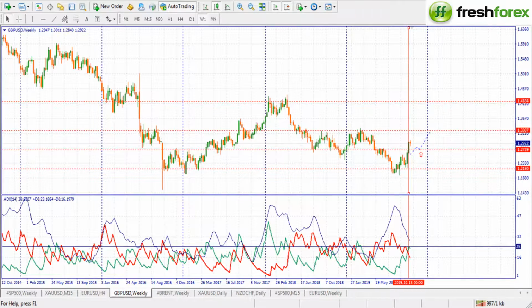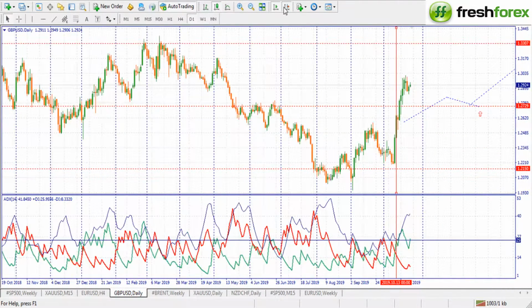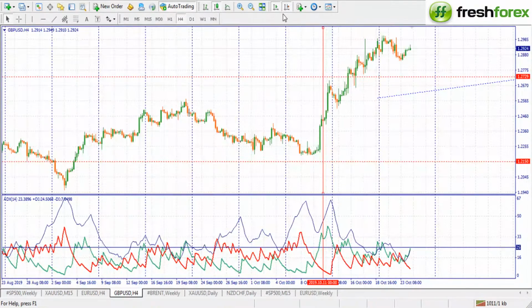You should not be looking for a sell now. Continue looking for buy positions. You check the 4 hours, daily, we are still buyers. Still continue. Check the 4 hours.